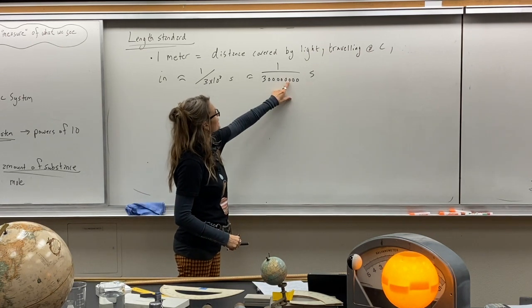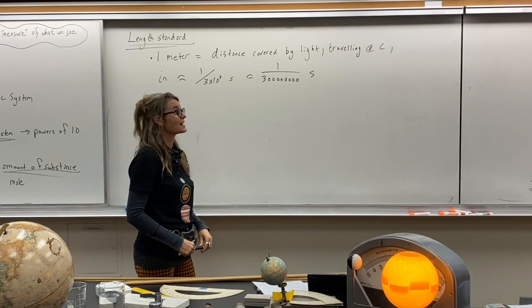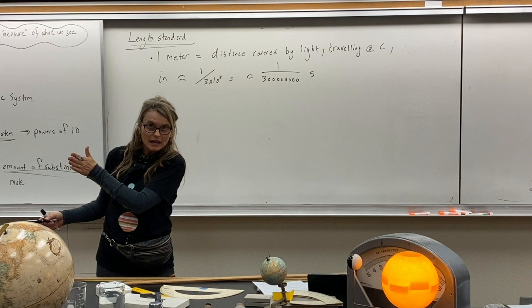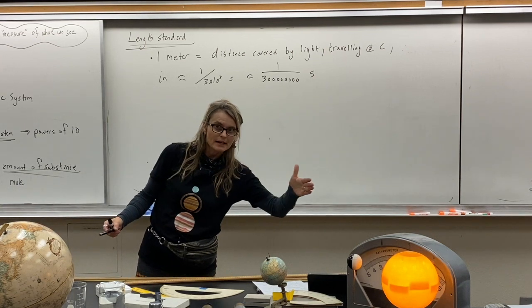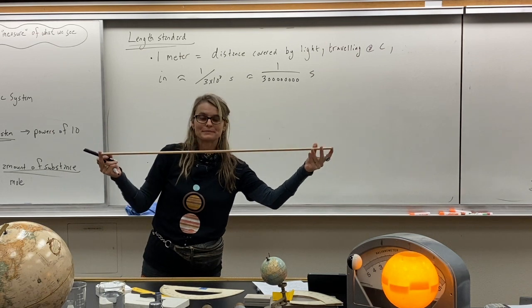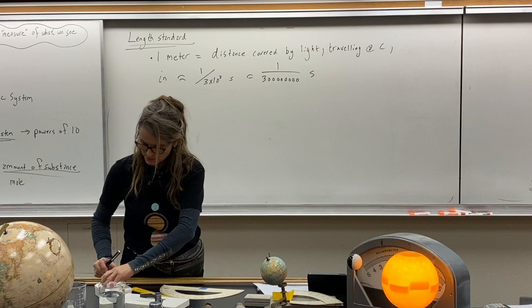So it's a very small unit of time. If light was traveling at its speed, in that portion of time it would cover a meter. So, a very, very precise measurement. We know in general light is really, really fast.